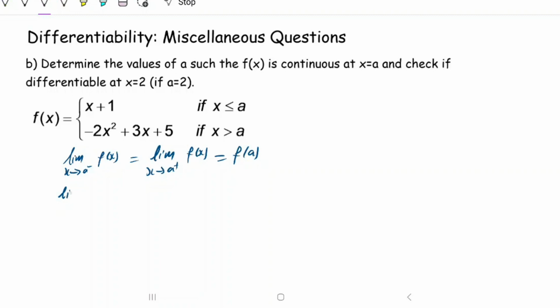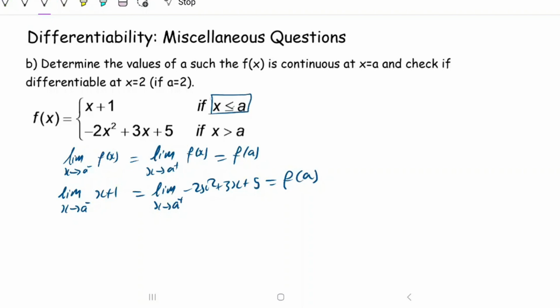So if we are approaching the function from the left, a from the left, we will deal with x plus 1 as the function. This must equal the limit as x tends to a from the right, which in our case is minus 2x squared plus 3x plus 5. And this must therefore equal f of a. Since f of a in this function is for less than or equal to, it will just be equivalent to what we get from the left.